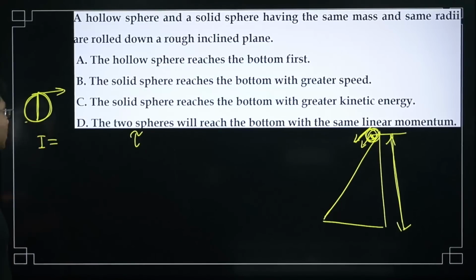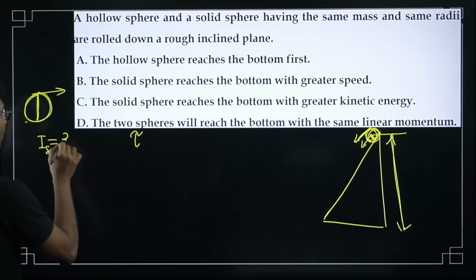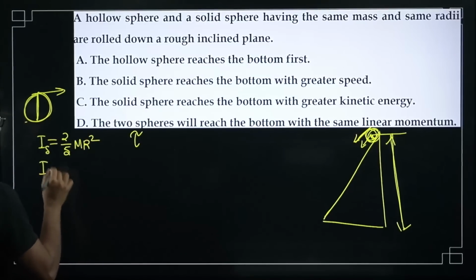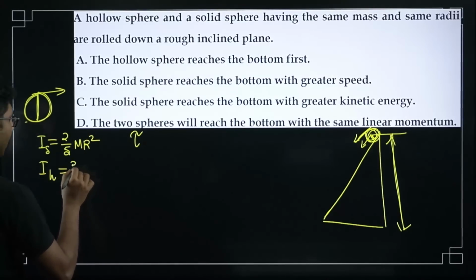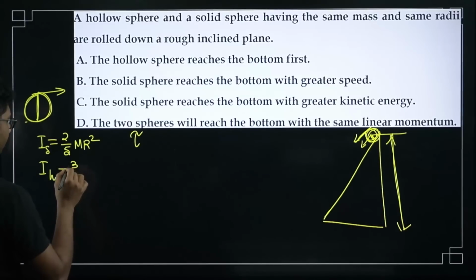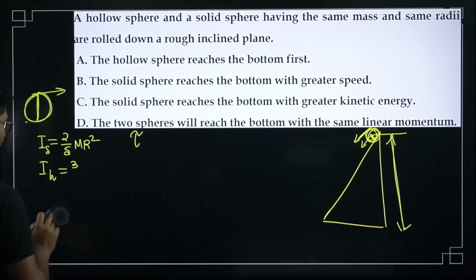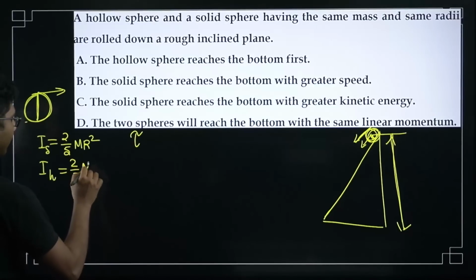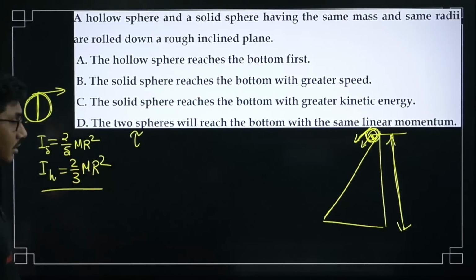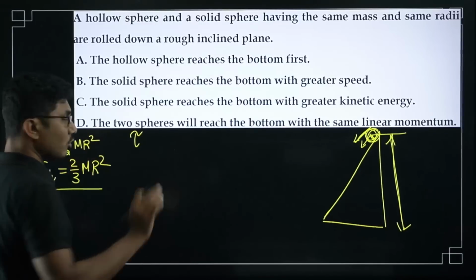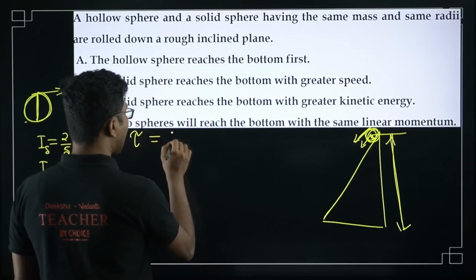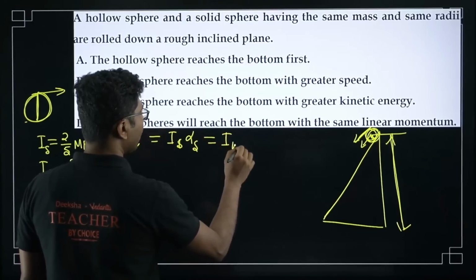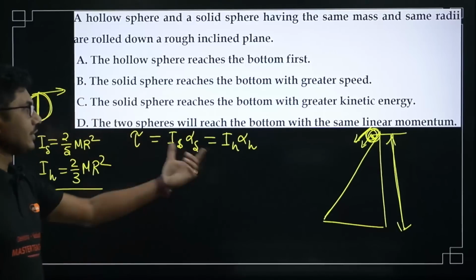Moment of inertia for a solid sphere is given by 2 by 5 mr square. And moment of inertia for a hollow sphere is given by, sorry, 2 by 3 mr square, not 3 by 2. So this is the moment of inertia of the hollow sphere. Now torque in both cases are same. So from here we say that I solid alpha solid must be equal to I hollow alpha hollow. So this is the condition, right?